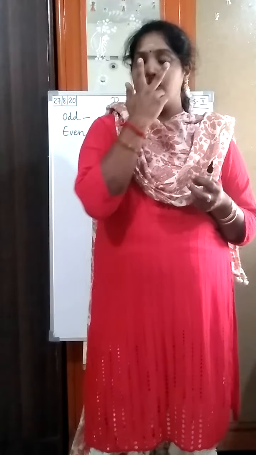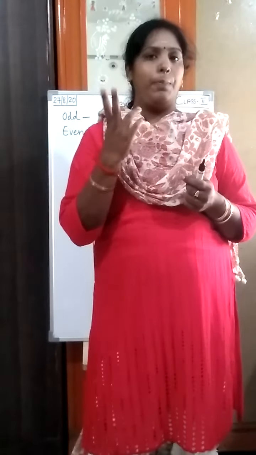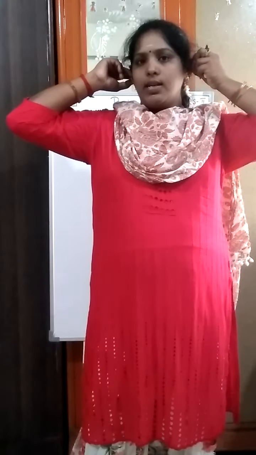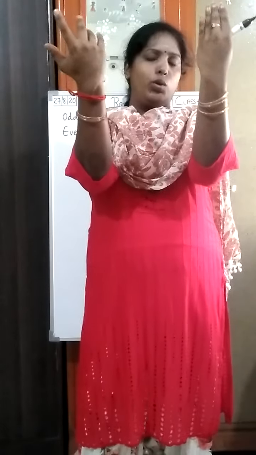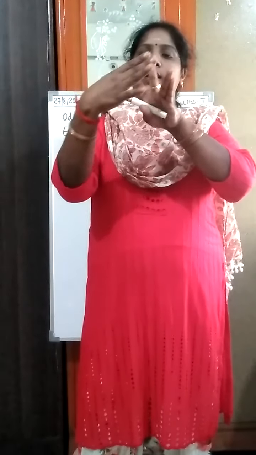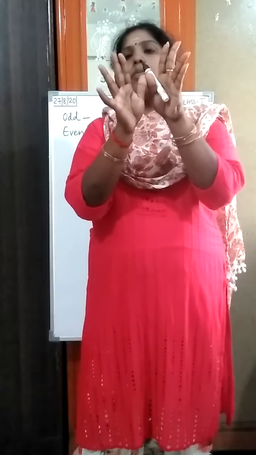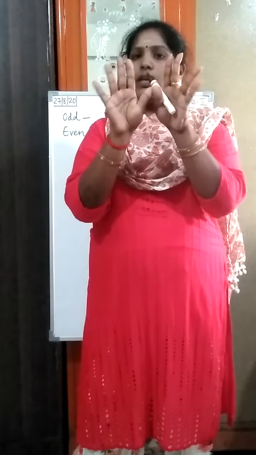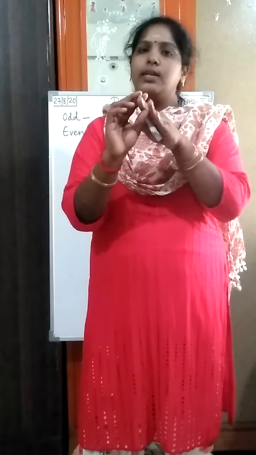Okay, now odd and even. Odd means it will not be having a pair, but even means it will be having pairs. Now see, we are having 2 eyes, it is a pair. We are having 2 ears, it's a pair. We are having 2 hands, yes, 10 fingers, see, this 2 fingers, this 2 fingers, this 2 fingers pair, this 2 fingers and this 2 fingers. So we are having 2 fingers pair.